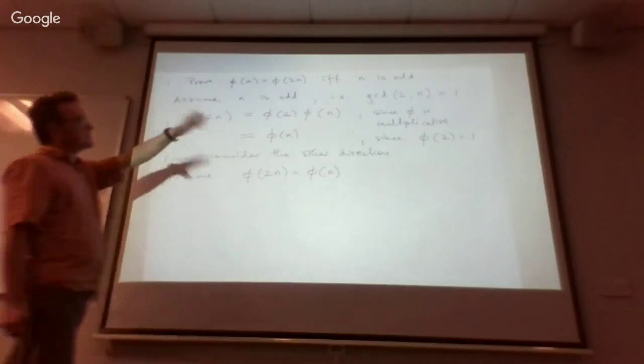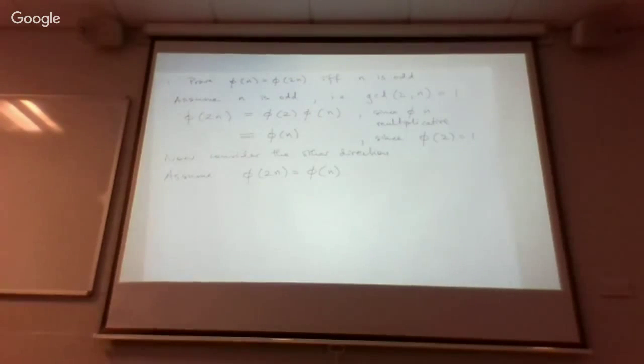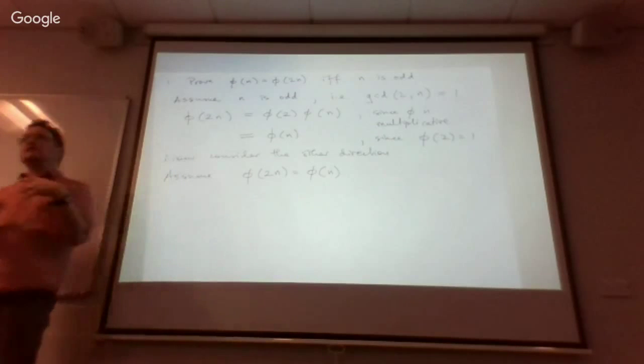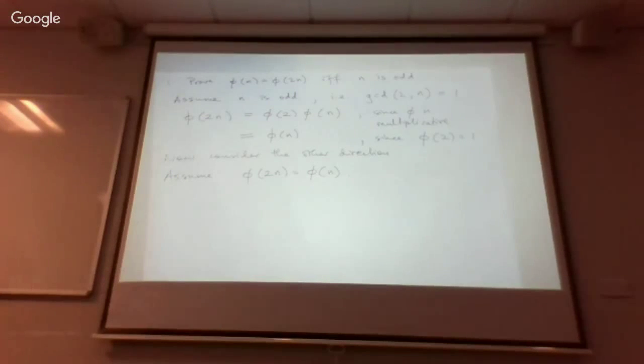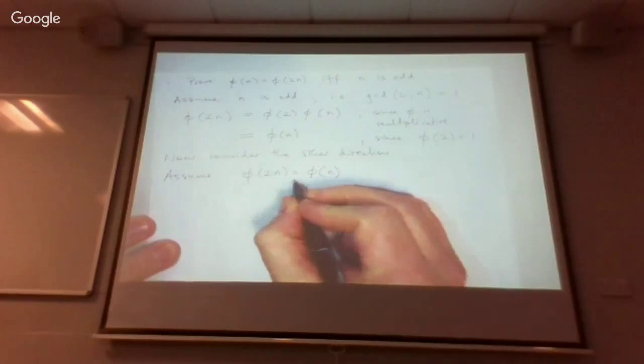Trying to prove that n is odd is trying to prove a negative, that it doesn't have any factors of 2. If you're trying to prove a negative or an absence of something, it's a little bit hard to get a grip on it with proving it directly. If we do a proof by contradiction, we'll be assuming n is even. So that will give us that we can factorize n as 2 times something else and then maybe get some contradiction out. Okay. So assume phi of 2n equals phi of n.